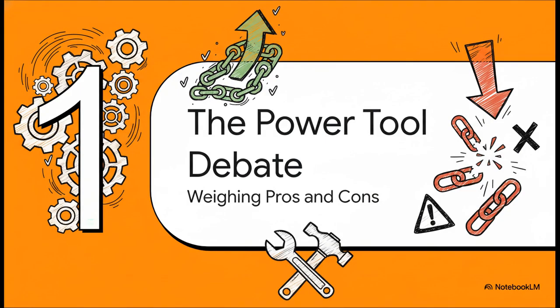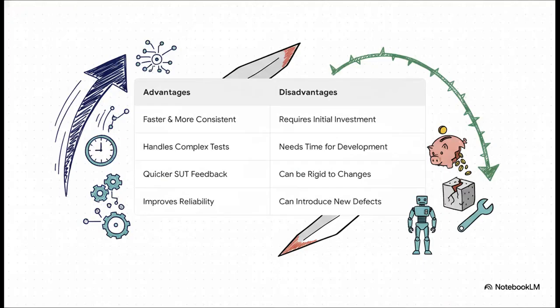Automation sounds fantastic in theory, right? But just like any powerful tool, it comes with its own set of advantages and some very, very real potential drawbacks you really need to think about before you even start shopping. This slide really captures that trade-off perfectly. On one hand, automation gives you these incredible advantages. It's way faster, it's more consistent, and you get feedback quicker.